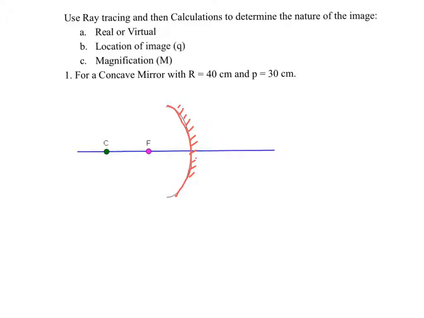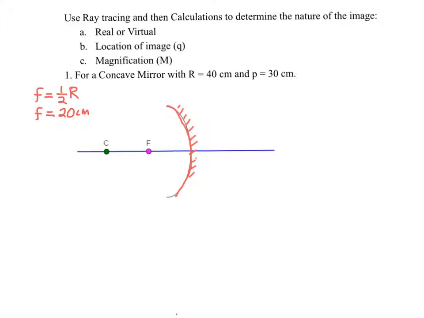But in this case, it says the radius of curvature is 40 centimeters. That means it's 40 centimeters from point C along this principal axis to the mirror right there. That's 40 centimeters. That means the focal length is 20 centimeters. So I already know that because the focal length, and I usually use little f, little f, focal length, is 1/2 the radius of curvature, which is given as 40. So 1/2 of 40, so f is 20 centimeters.